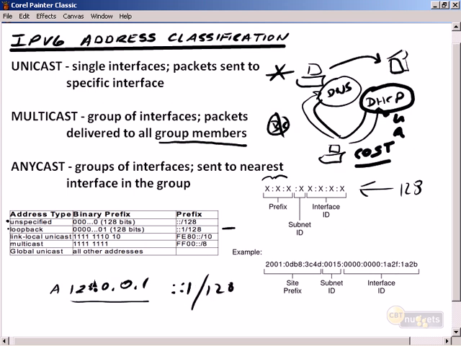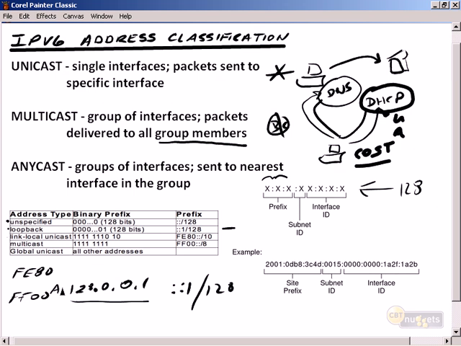::1/128. Then we have the link local unicast, which is the closest thing we have to an IPv4 unicast address. That's going to start with FE80, and that's something you probably would want to know going forward. The first 16 bits, or the first 4 hex digits, FE80, is a link local unicast, and FF00::/8 is going to be a multicast address.